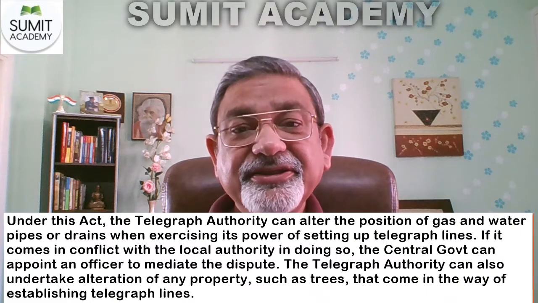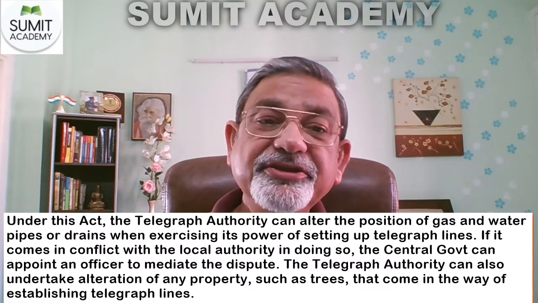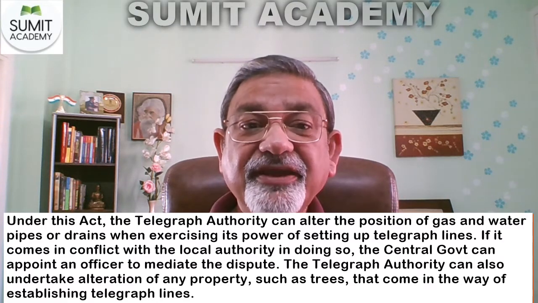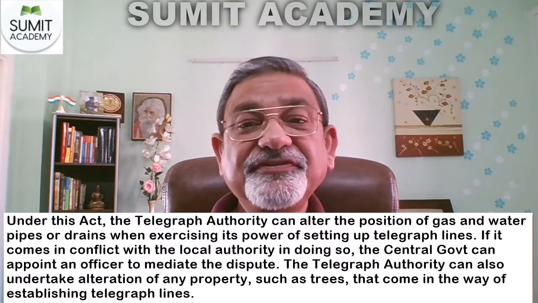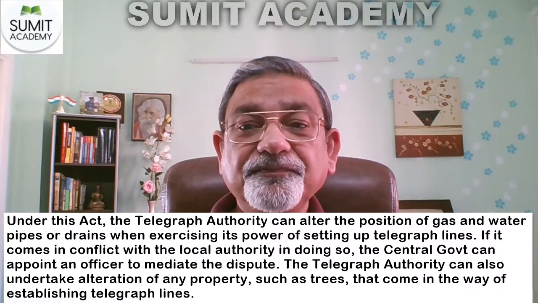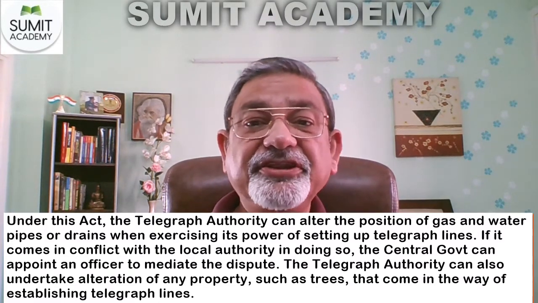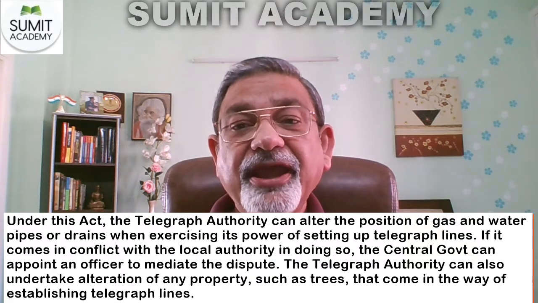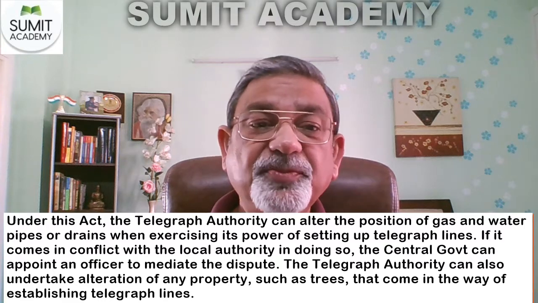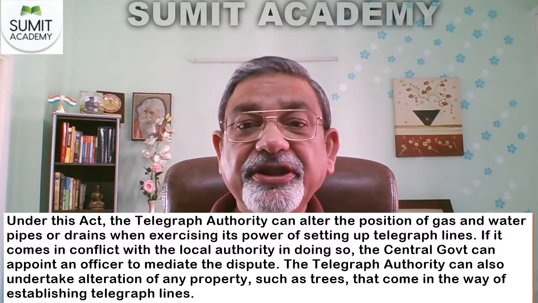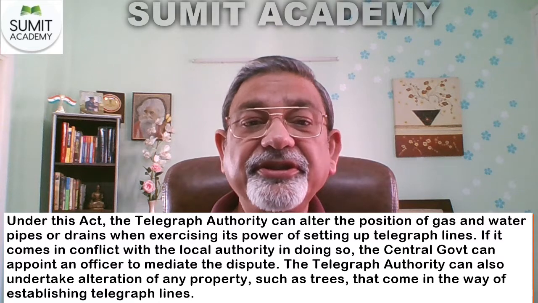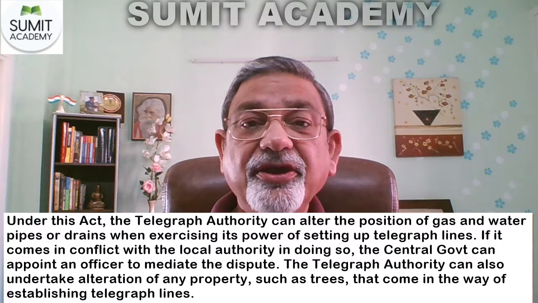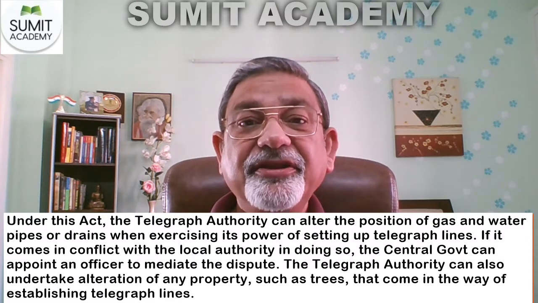Under this Act, the Telegraph Authority can alter the position of gas and water pipes or drains when exercising its power of setting up telegraph lines. If it comes in conflict with the local authority in doing so, the central government can appoint an officer to mediate the dispute. The Telegraph Authority can also undertake alteration of any property, such as trees, that come in the way of establishing telegraph lines.